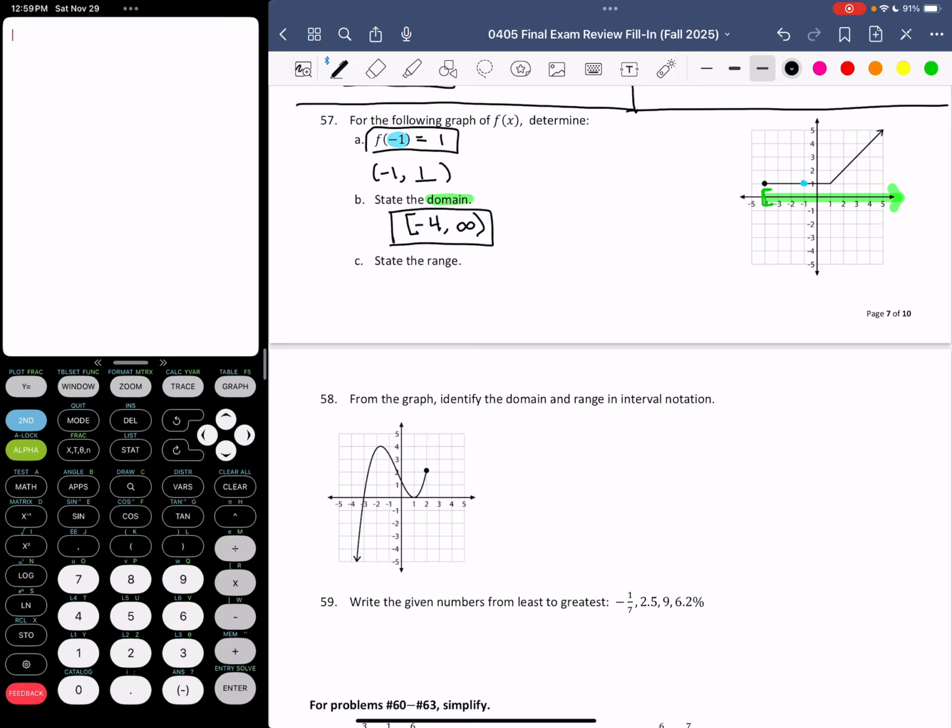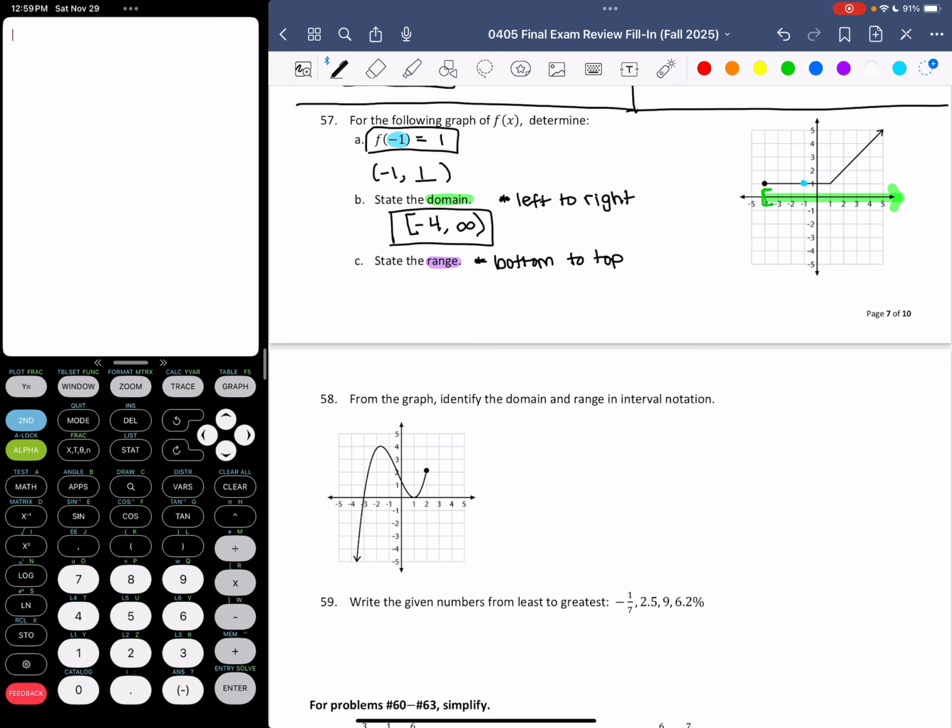Okay, and then for the range, this is going to be bottom to top, so lowest point to highest point. Domain is always left to right. The range is bottom to top, so the lowest y value to the highest y value.